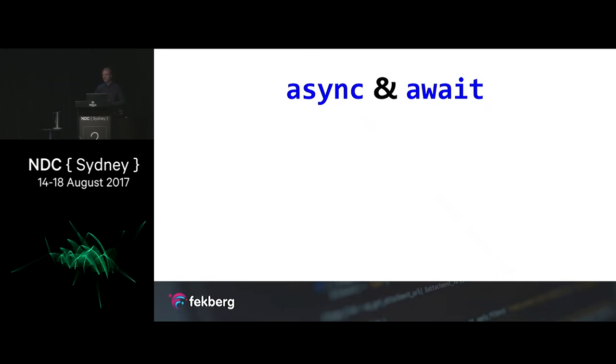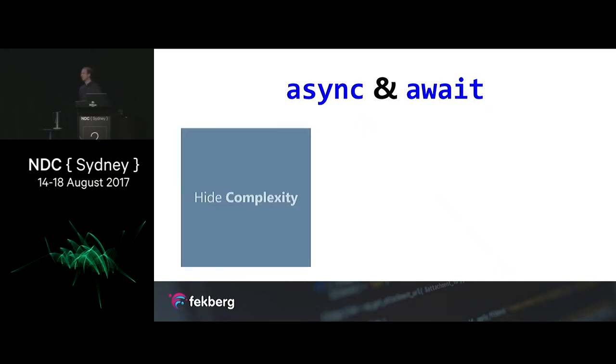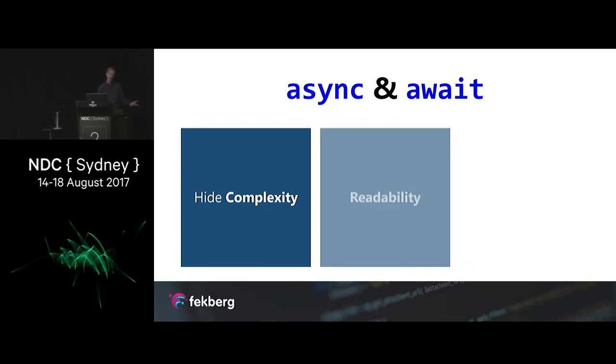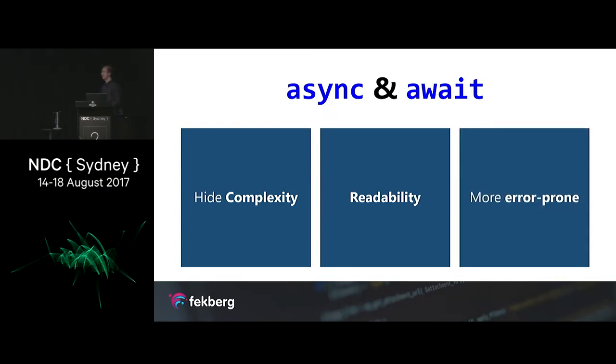All right, so async and await pretty much just allow us to hide complexity, which is great. Hiding complexity often means that we increase readability. That means that not only do our applications maybe become better for our end users, but it also becomes better for the developer. At least that's what we all aim for.